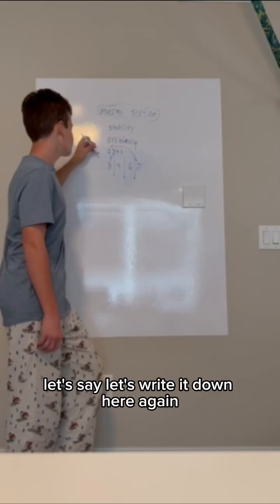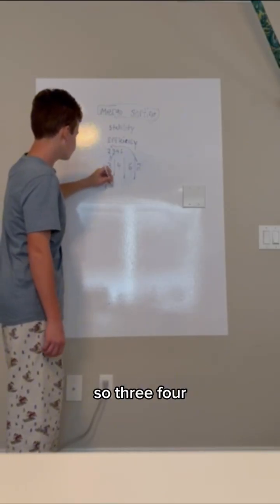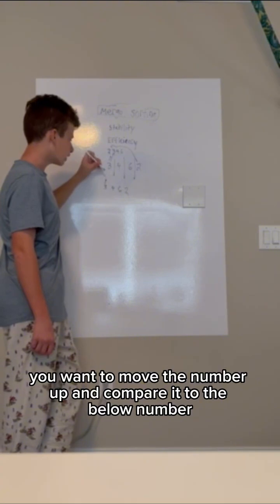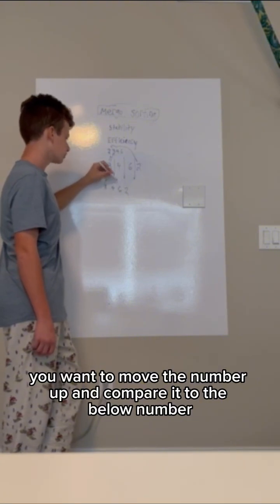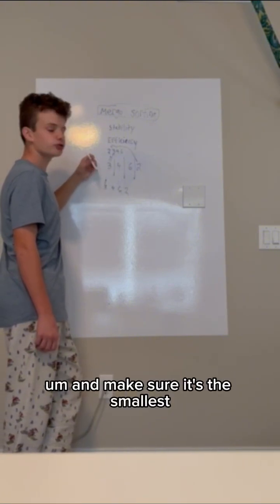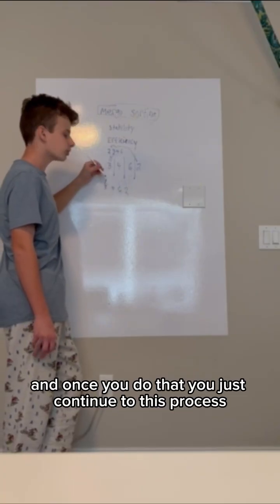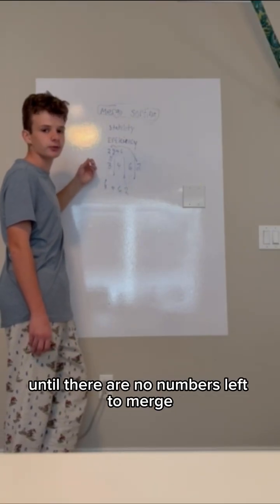So let's write it down here again. So 3, 4, 6, and 2. When you're trying to compare numbers, you want to move the number up and compare it to the number below and make sure it's the smallest. And once you do that, you just continue this process until there are no numbers left to merge.